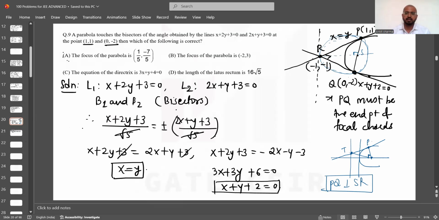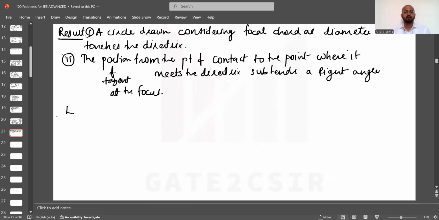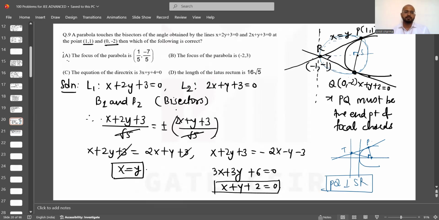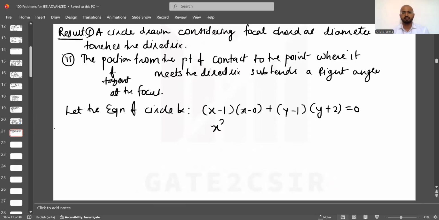Now, if I use this, I first have to find the equation of the circle. So let the equation of the circle be (x minus x1)(x minus x2) plus (y minus y1)(y minus y2) is equal to 0. This is the diametric form of the circle. Now I'll just multiply: x square minus x plus y square minus 2y minus y plus y minus 2 is equal to 0.